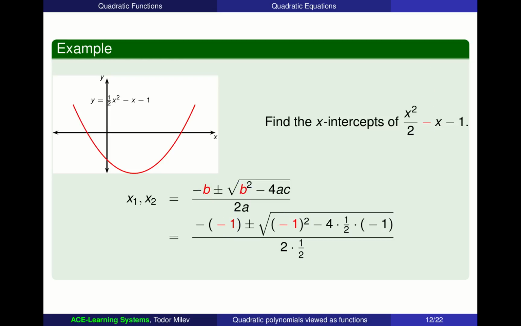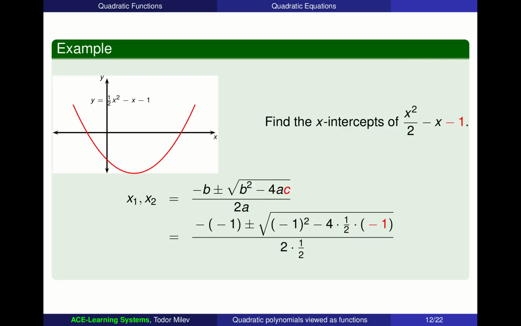What's a equal to? Well, a is equal to 1/2, right? Because I'm having here x squared over 2, which is 1/2 times x squared. So a is 1/2. And what's c equal to? Well, that's easy. c is equal to -1.